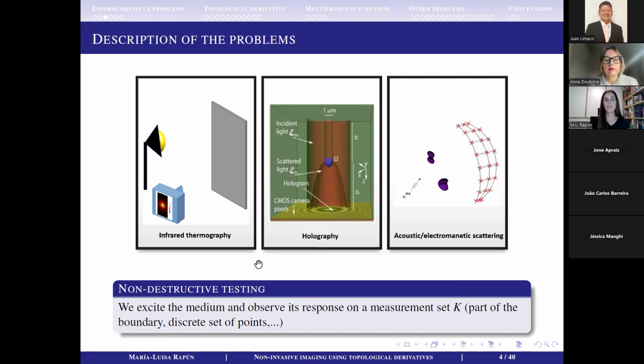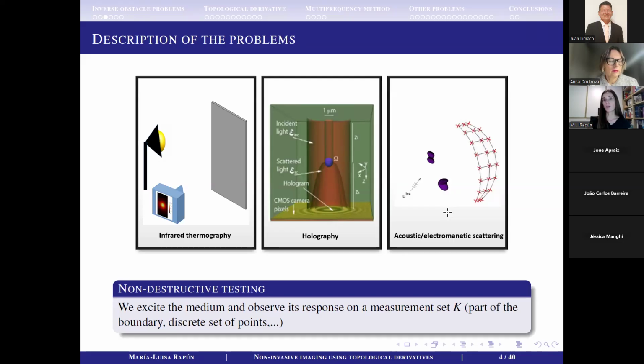For instance, imagine that we want to test if we have some kind of defect inside some aluminum plate. And for doing so, what we do is just to heat the plate with a lamp and then take a picture with a thermal camera. From this information, from this picture, we want to process the data to identify defects.